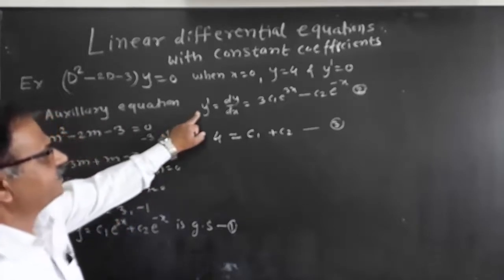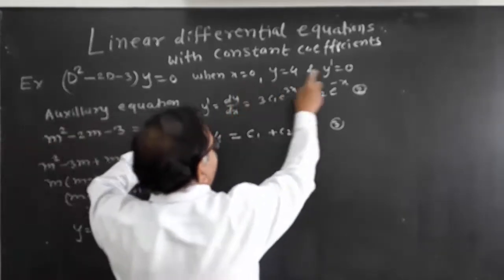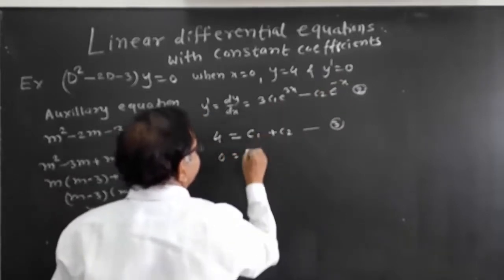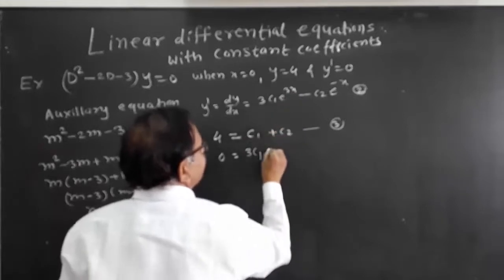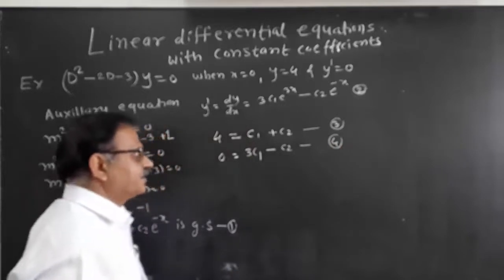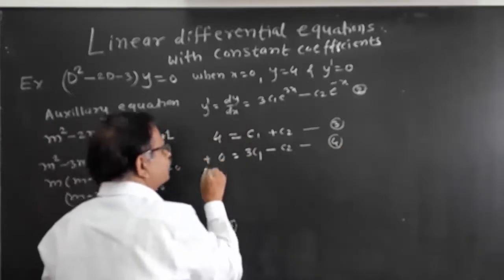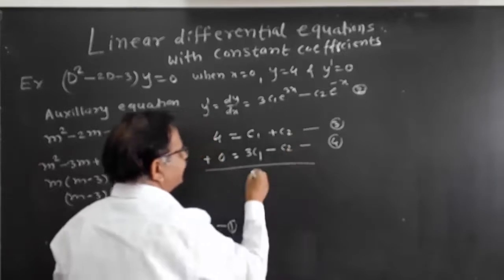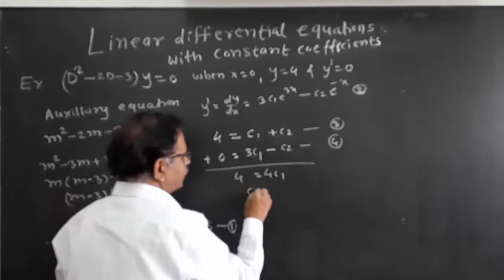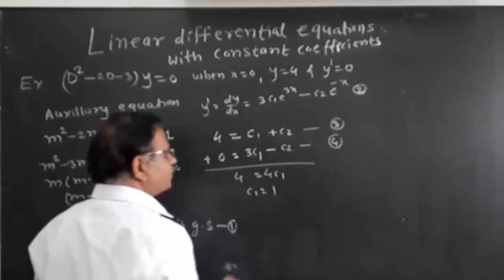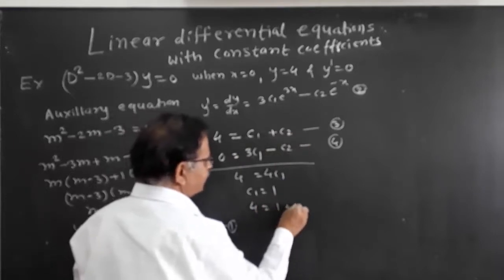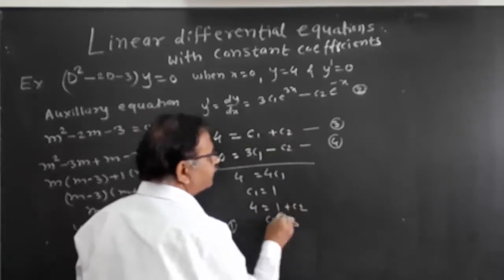Now, from the second condition, when x equal to 0, y dash is 0. Therefore, 0 equal to 3c1 e raised to 0 minus c2 e raised to 0. Solving equations 3 and 4 simultaneously, we shall add these two equations. c2 minus c2 will get cancelled. 4c1 equal to 4. Therefore, c1 equal to 1. If I put c1 equal to 1 in equation 3, 4 equal to 1 plus c2, c2 equal to 3.